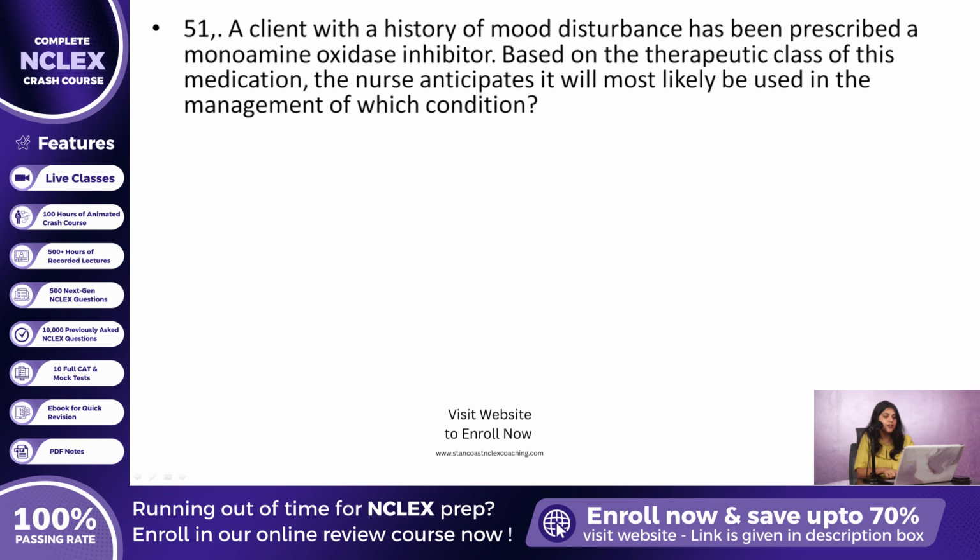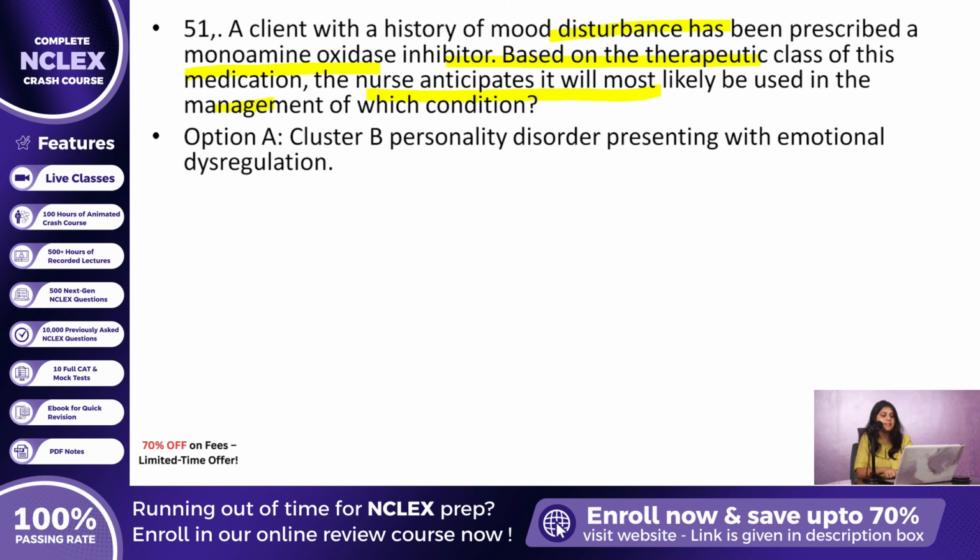A client with a history of mood disturbance has been prescribed a monoamine oxidase inhibitor. Based on the therapeutic class of this medication, the nurse anticipates it will most likely be used in the management of which condition? Option A, cluster B personality disorder, presenting with emotional dysregulation.